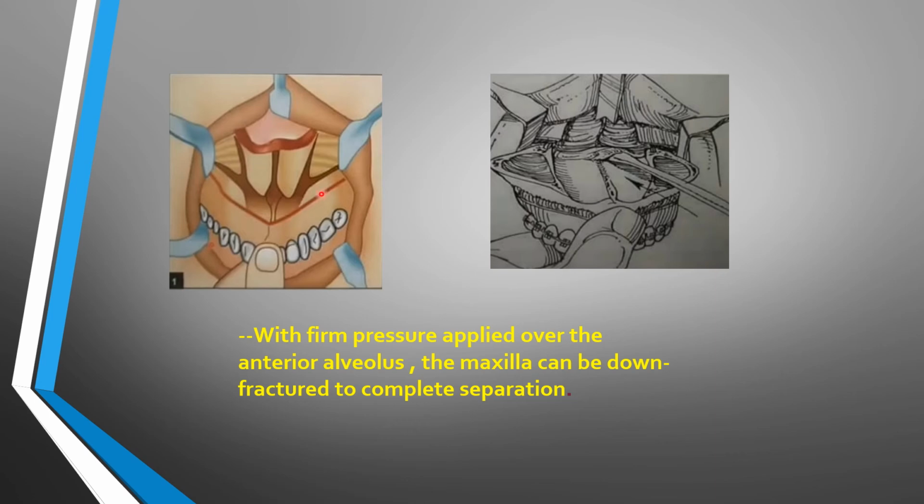So the lateral wall of the maxilla has been fractured before, and the nasal septum has been separated from the maxilla. We have seen it in the previous slide. Afterwards, with firm pressure applied over the anterior alveolus, the maxilla can be down fractured to complete separation. That is, we apply a firm pressure at the anterior alveolar area, and then we move the maxilla in a downward direction to completely fracture it.